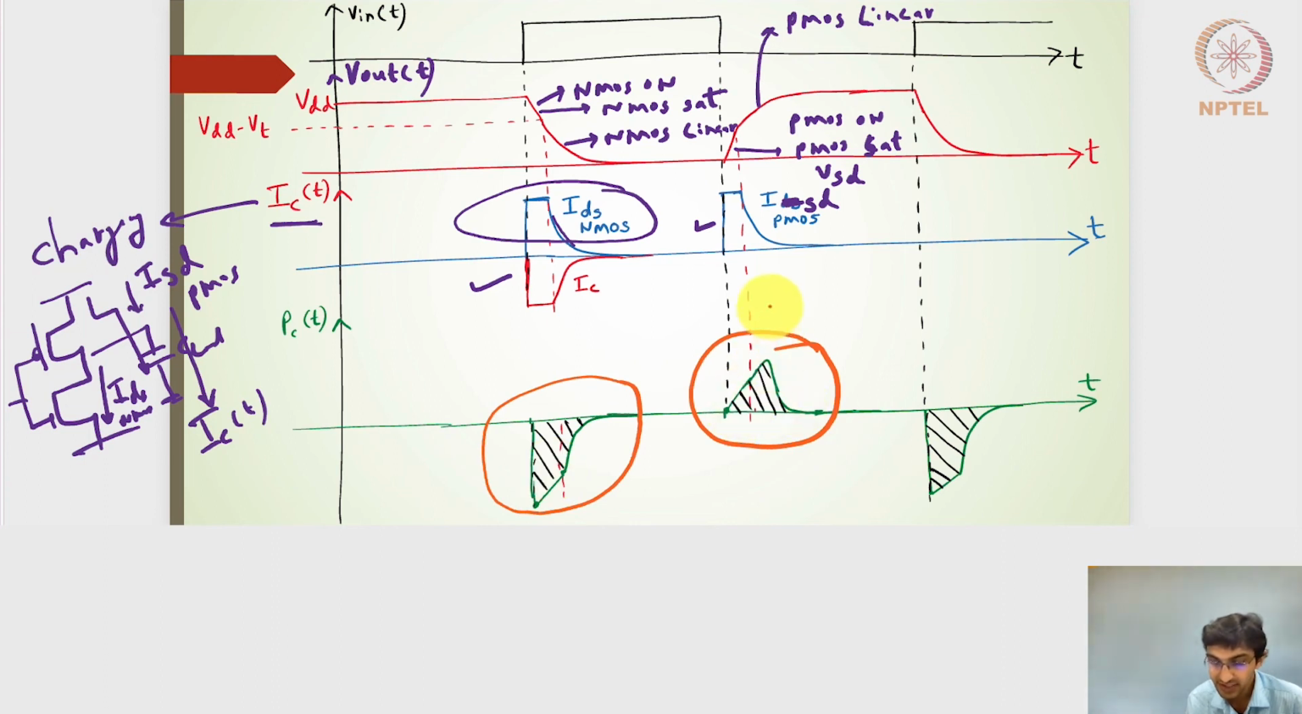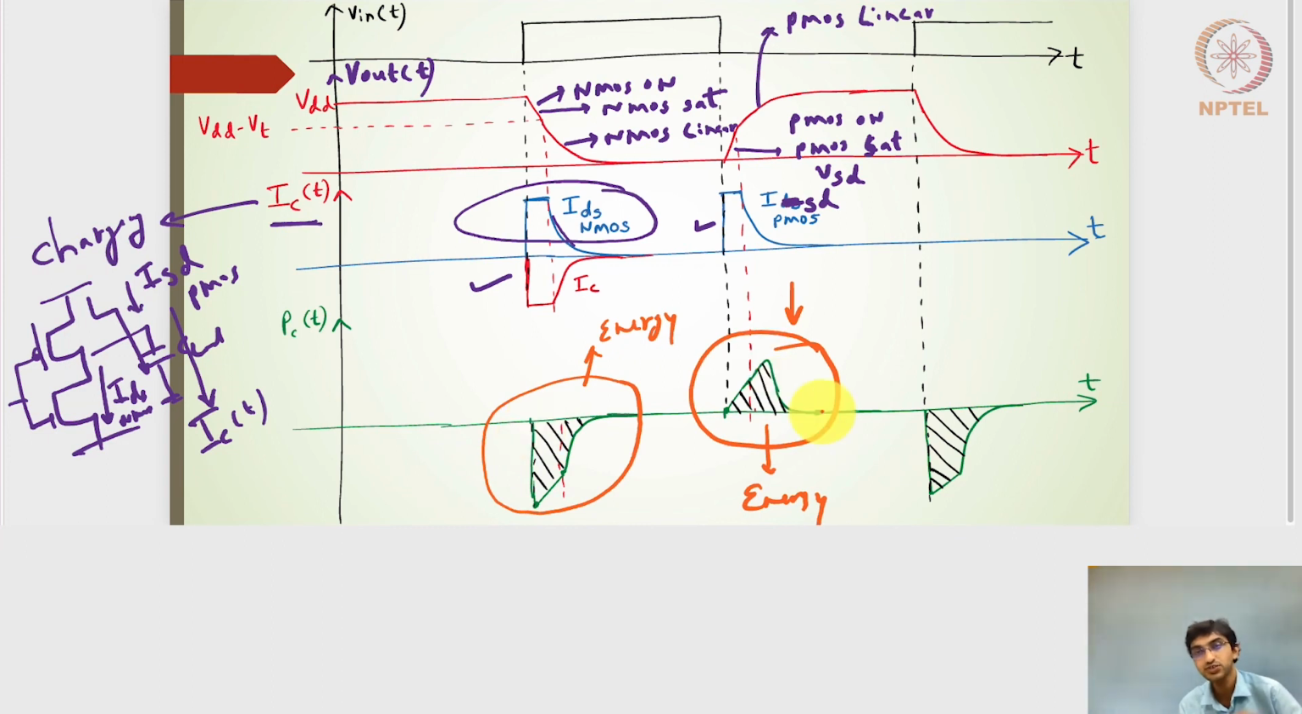The capacitor charges through the PMOS transistor and then it discharges through the NMOS transistor, right? So the area under this particular power profile will give me the energy term, and the area under this particular profile is also the energy term. So the capacitor can store the energy and the same amount of energy is released. The capacitor stores the energy through the PMOS transistor and it discharges the whole amount of energy through the NMOS transistor.